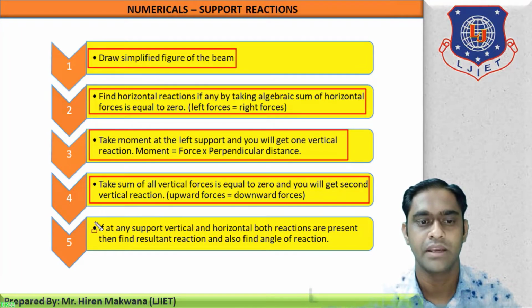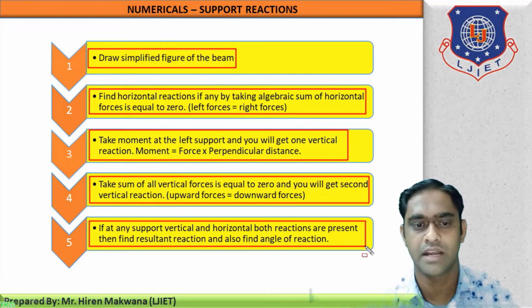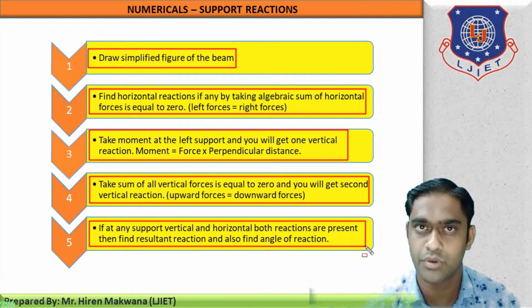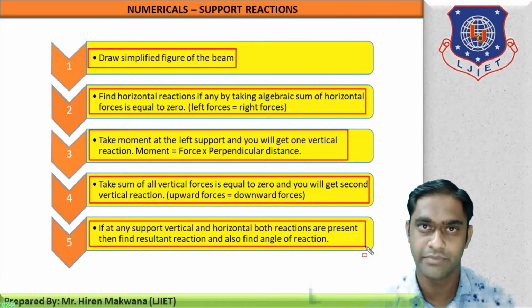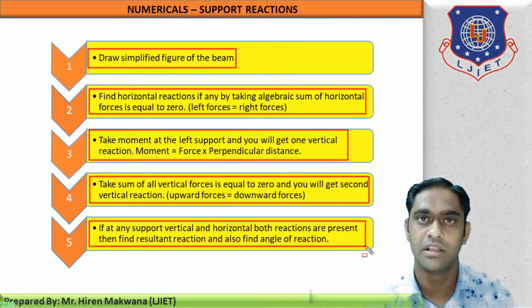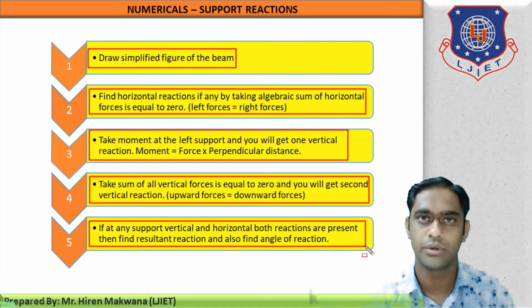Step number 5, if at any support horizontal and vertical both reactions are present, then find a resultant reaction and also find the angle of reaction. If at any support more than one reaction, means two reactions, horizontal and vertical, are present, then you have to find the resultant reaction according to the formula. Formula we will see in the example. You also have to find the angle of reaction.